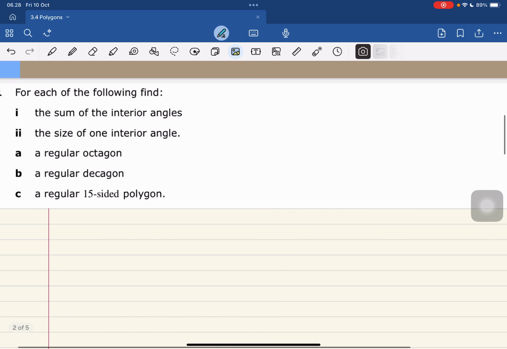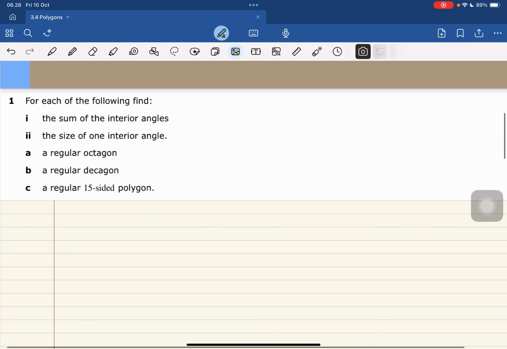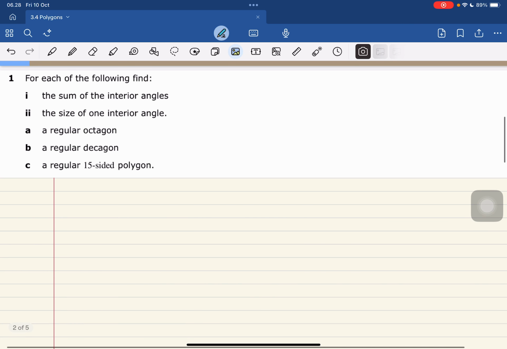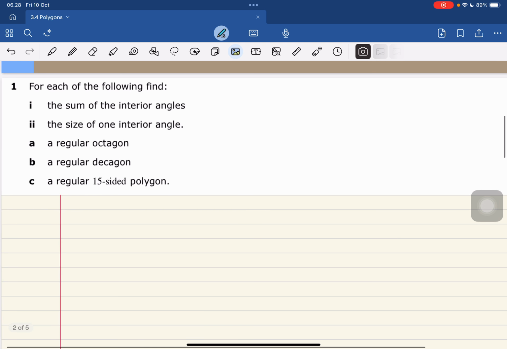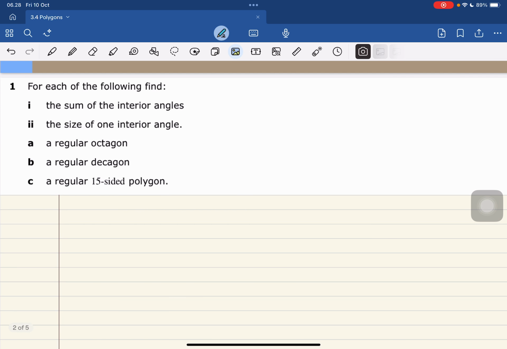Hi, in this video we are going to solve practice questions for polygons. Look at number 1. For each of the following, find first the sum of interior angles. We have a formula for this: the sum of interior angles equals n minus 2, where n is the number of sides, multiplied by 180 degrees. There it is.